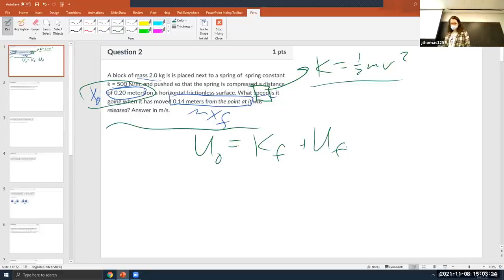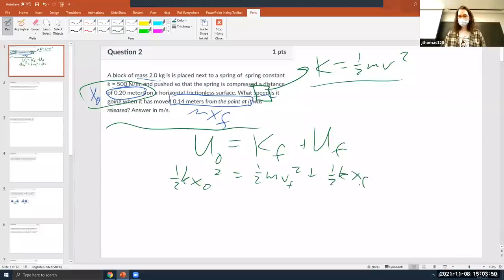Again, the biggest keyword that I noticed here is speed. When I saw speed, that typically is going to limit me to kinetic energy, especially with the spring. We don't really do momentum problems with the spring, except for that one homework problem, which is a little convoluted. Okay, so we have a half k x initial squared is equal to a half m v final squared plus a half k x final squared.